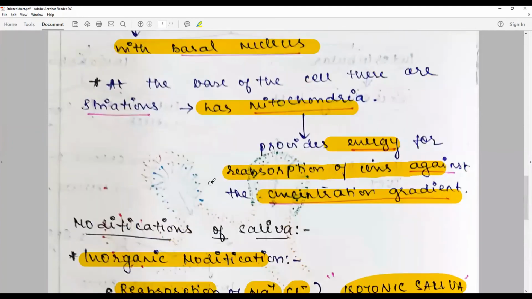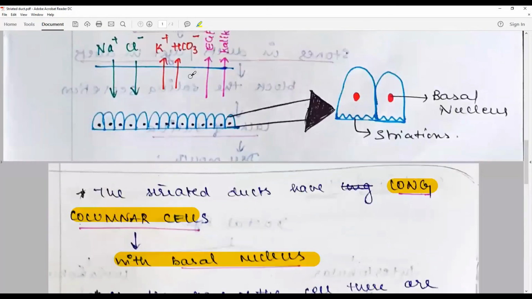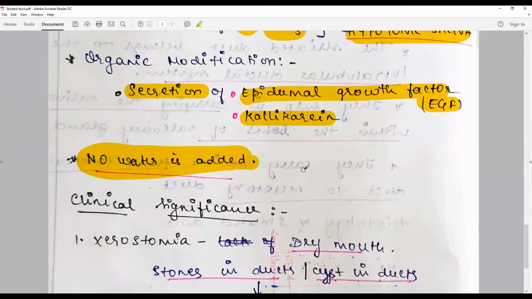This has to be better represented diagrammatically. Okay, this is the lumen. Fine. Draw the histological diagram also.